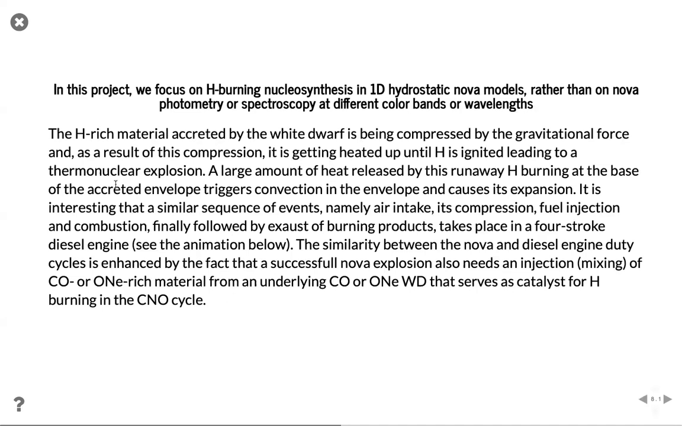Okay, so this is a summary of what's happening during a nova explosion. This can be considered as a definition of a nova explosion. The hydrogen-rich material accreted by the white dwarf is being compressed by the gravitational force, and as a result of this compression, it's getting heated up until hydrogen is ignited, leading to a thermonuclear explosion. A large amount of heat released by this runaway hydrogen burning at the base of the accreted envelope triggers convection in the envelope and causes its expansion.